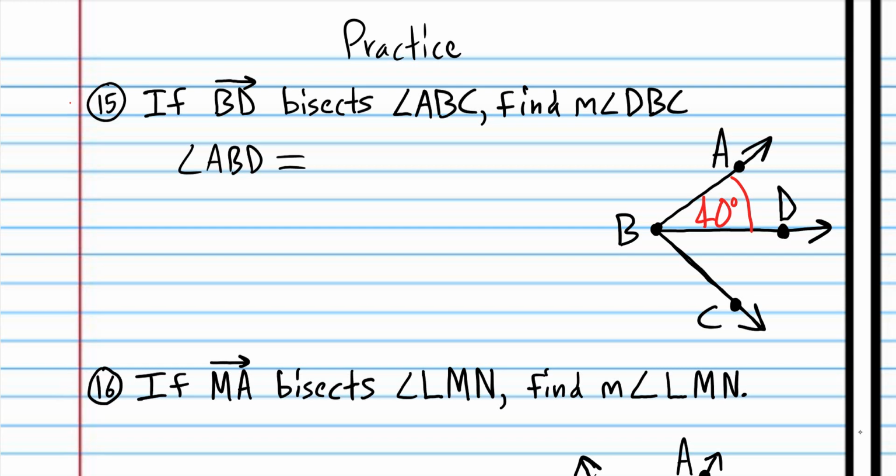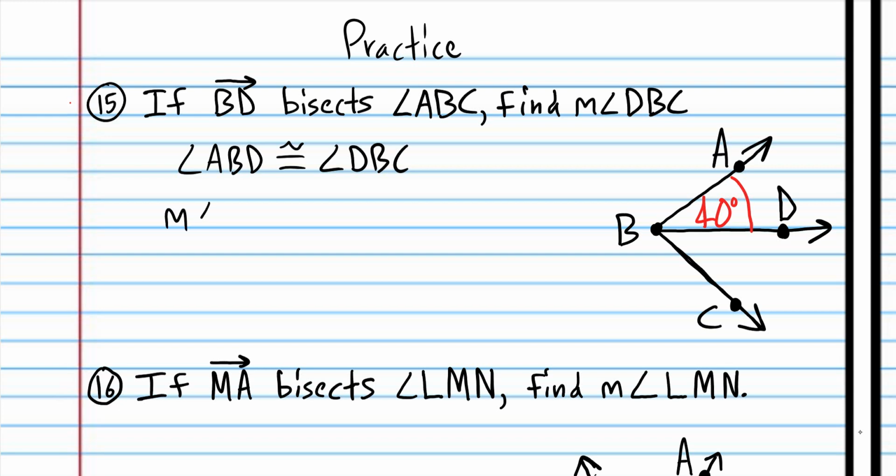Angle ABD is congruent to angle DBC. And that's just because we know that ray BD is a bisector. It bisects angle ABC. Now, this is a verb. If you say that ray BD is a bisector, then that's using it as a noun. But bisect just means cut in half.